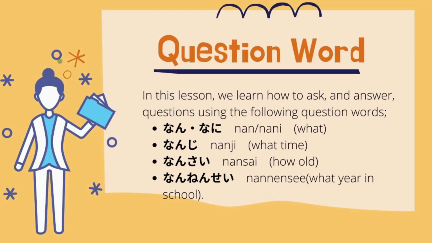Next is the question word. In this lesson, we learn how to ask and answer questions using the following question words. Una is nan or nani, which means what. Second is nanji, which means what time. Third is nansai, which means how old, and the last is nannensei, which means what year in school.